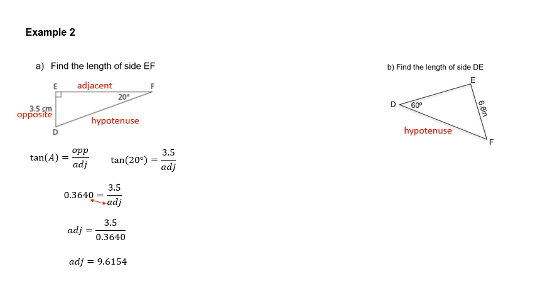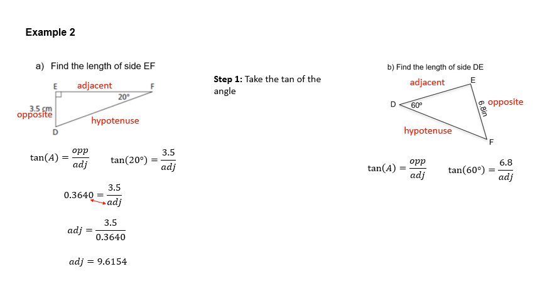Okay, so let's label our triangle. We have our hypotenuse, our opposite, and our adjacent. We're using the tan, which is opposite over adjacent, and we're going to fill in what we know. The angle is 60, and the opposite side is 6.8. Our first step is to take the tan of the angle, so we take the tan of 60, which is 1.7321, which equals 6.8 over adjacent.